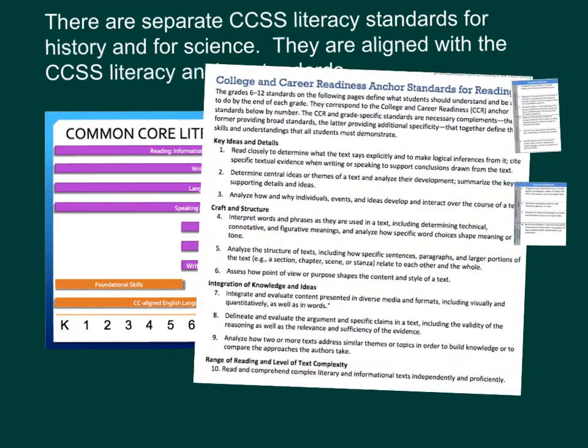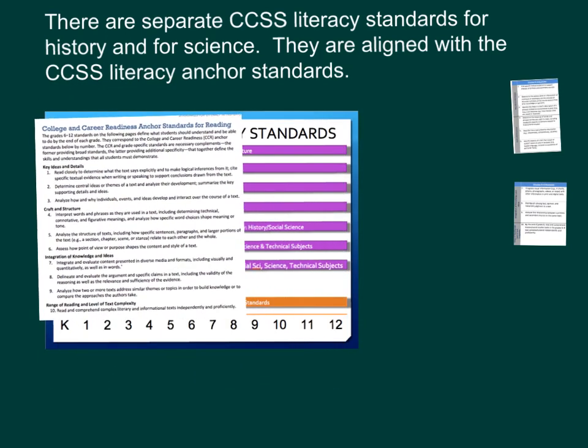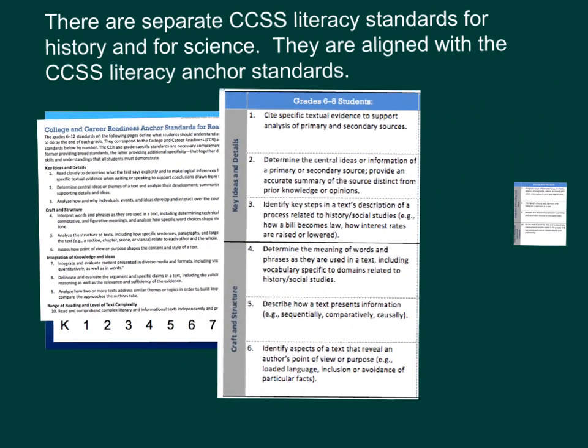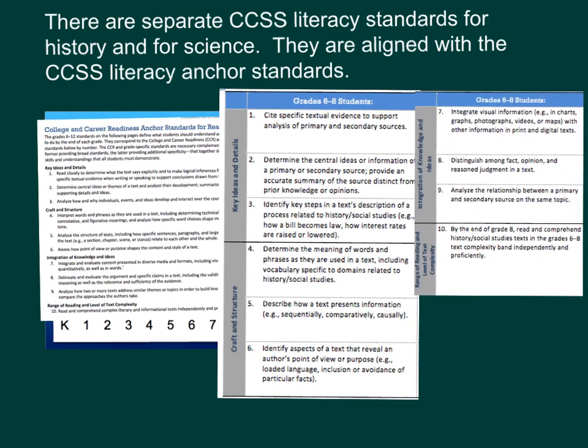For example, here we have the 10 reading anchor standards, like I said, that run K-12. Now, here we have reading standards for grades 6 through 8 for social studies. And you can see there are 10, just like there are 10 anchor standards, there are direct ties between each one of the 10 history literacy standards and each one of the 10 reading anchor standards.